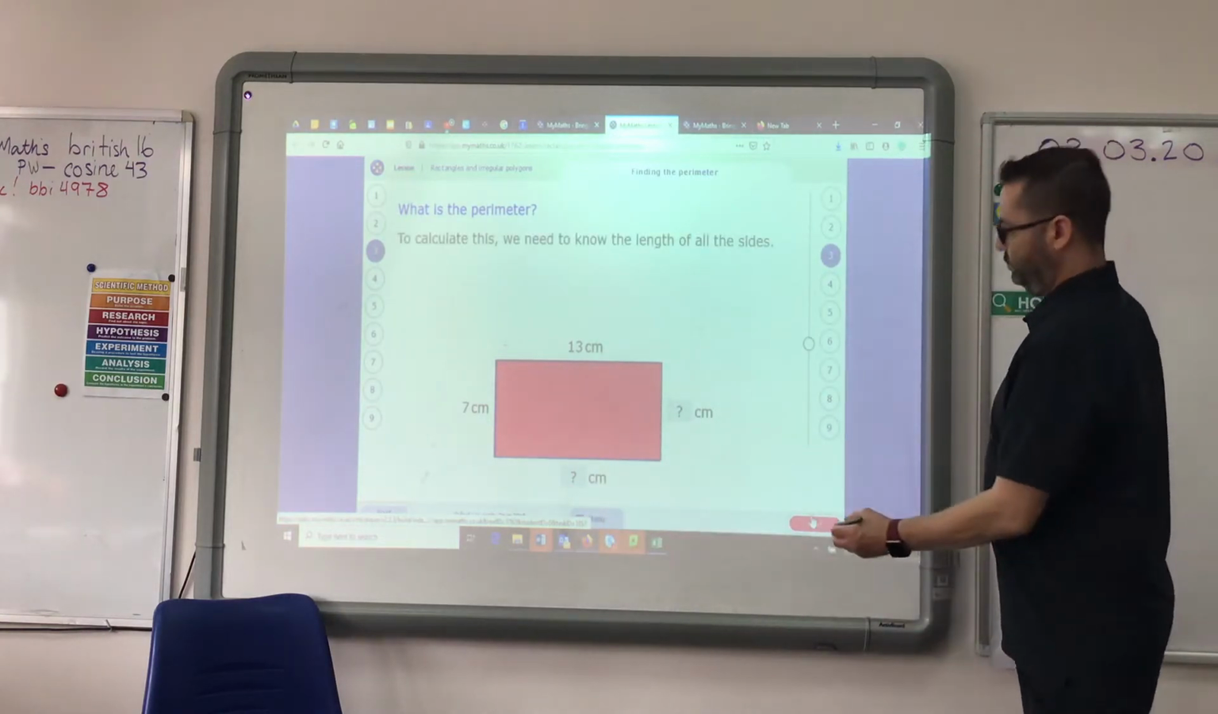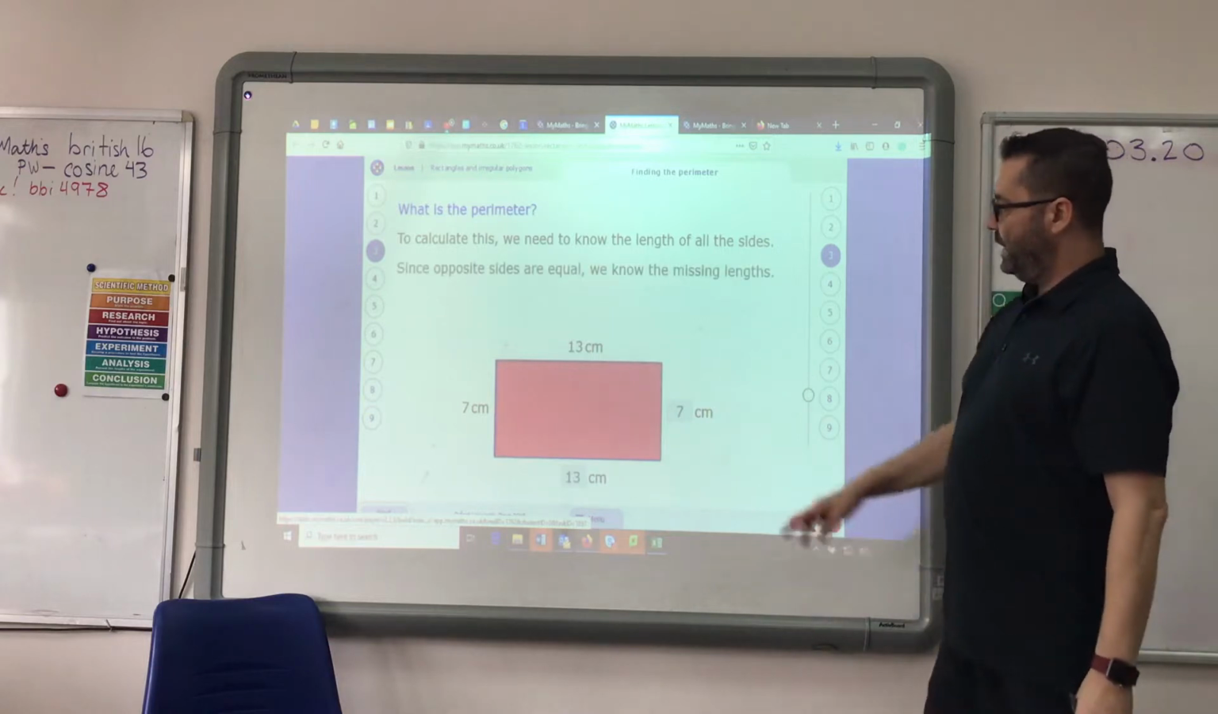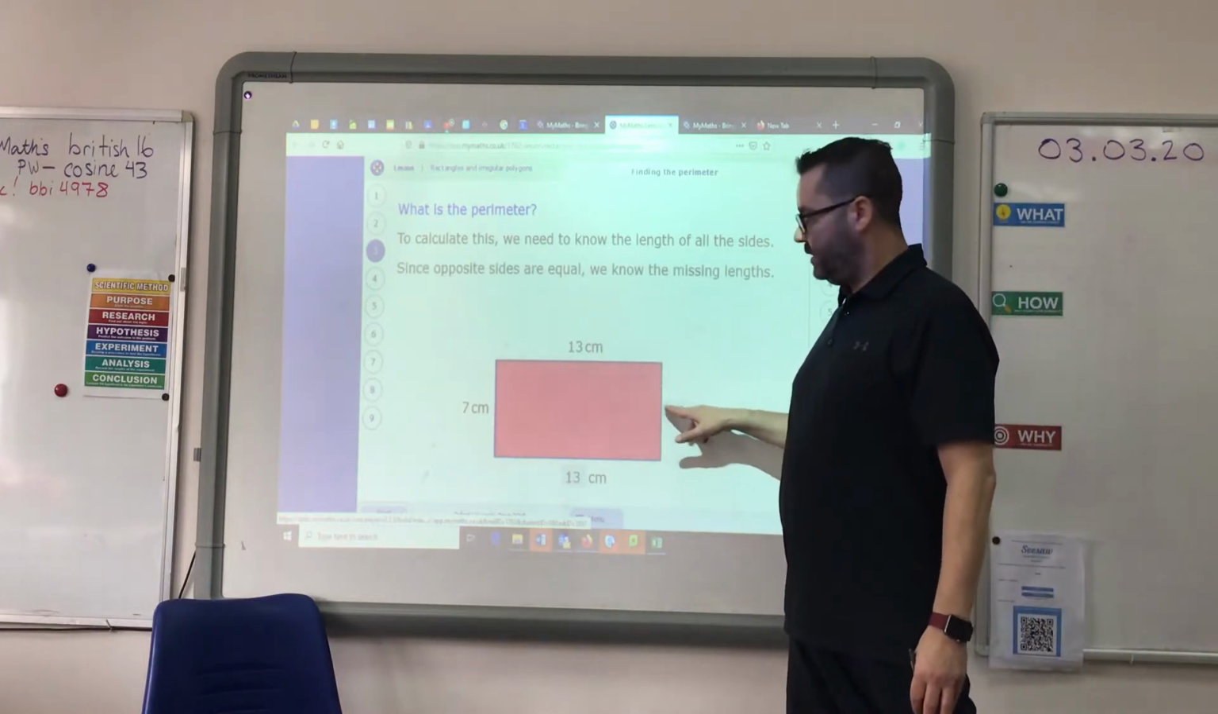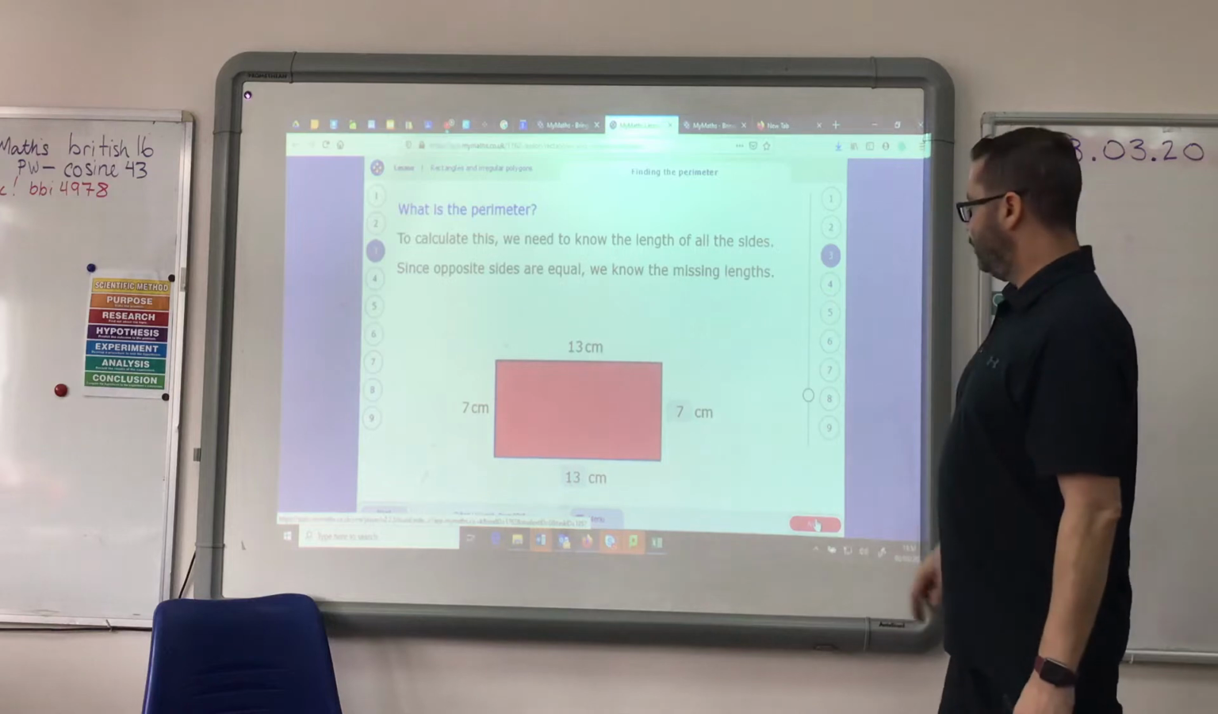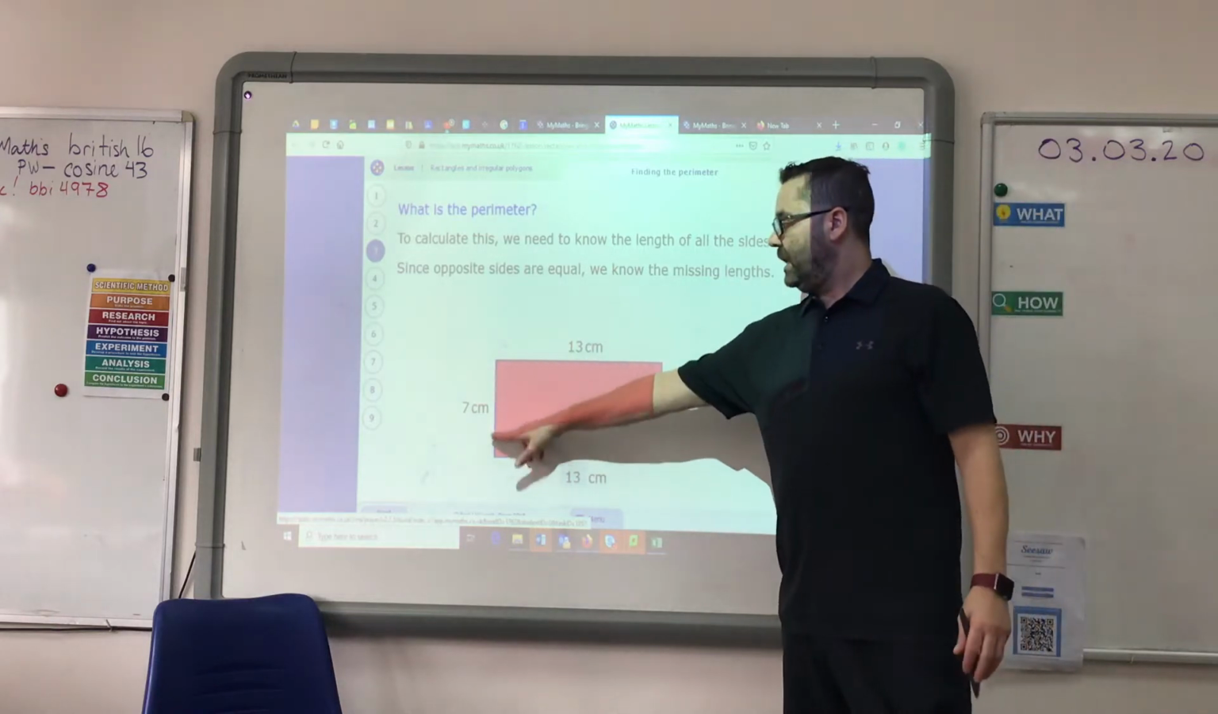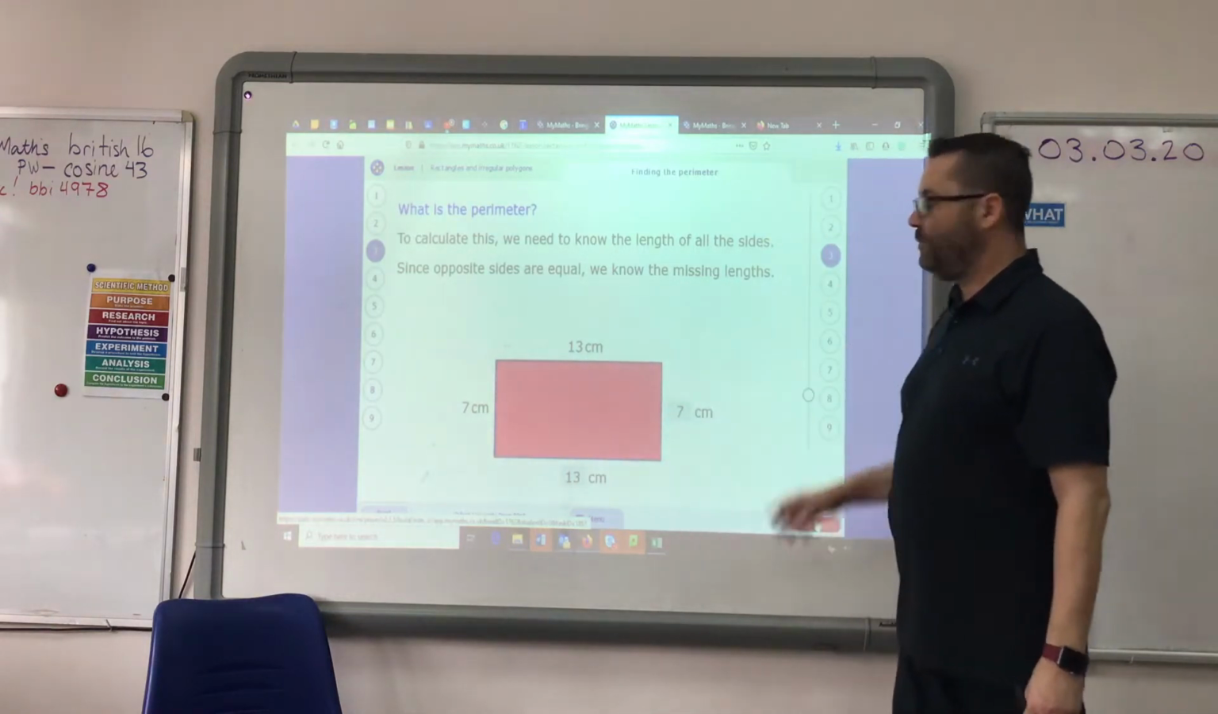We could tell that this would then be 7 and this would be 13. So by knowing that these lengths are the same, we can find the missing length of each side.